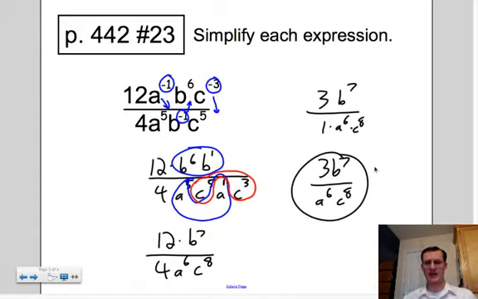How do I know that's my final answer? Well, there's no negative exponents, there's no exponents of 0. You don't have any fractions that need to be reduced like this. So that is done. That is simplified.